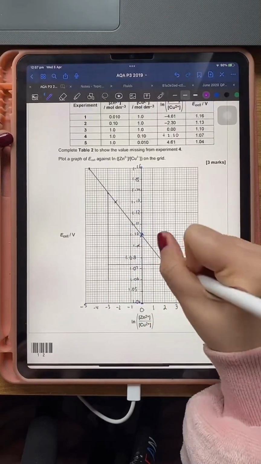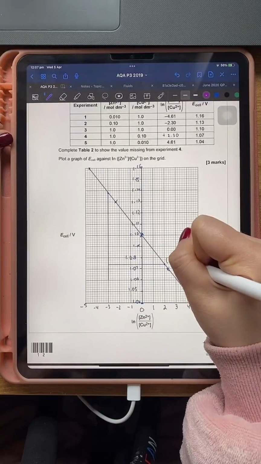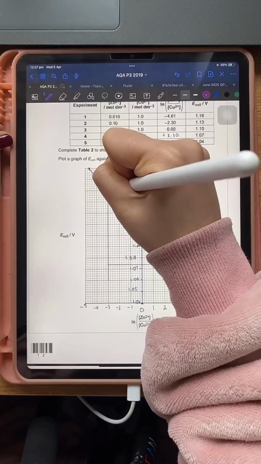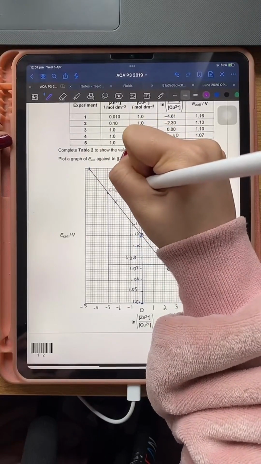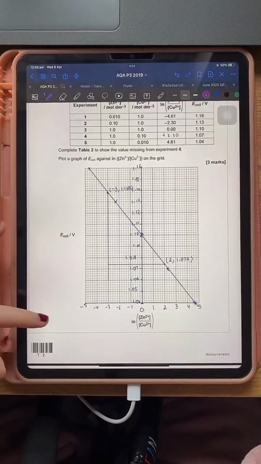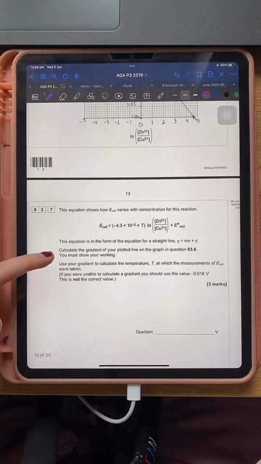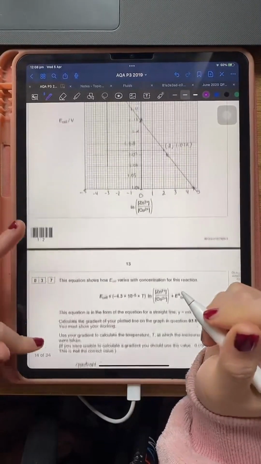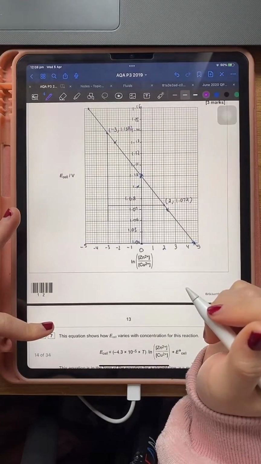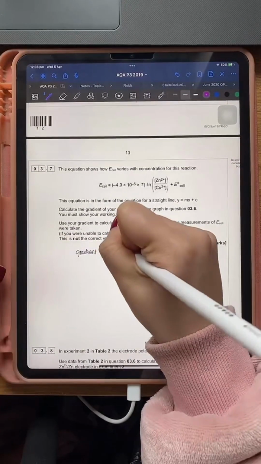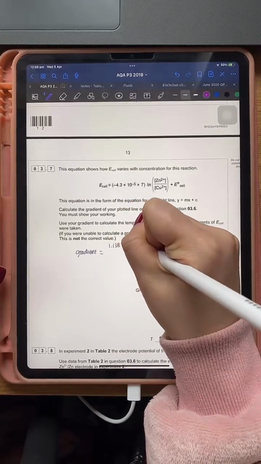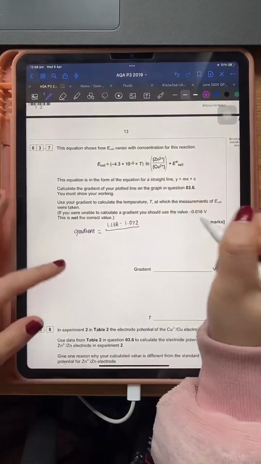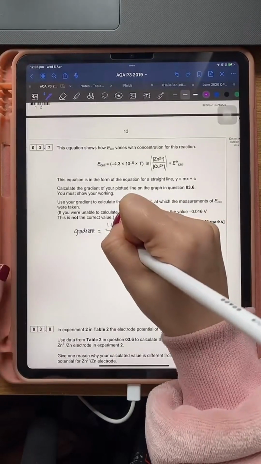At 2, 1.072. And that one's at minus 3, 1.138. So then I'm going to find the gradient here. It will be 1.138 minus 1.072 over minus 3 minus 2. And I get minus 0.013.